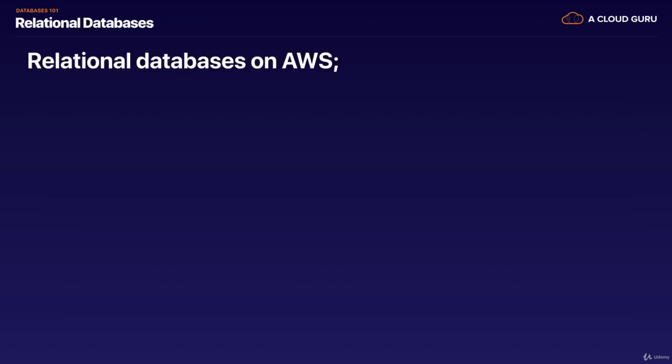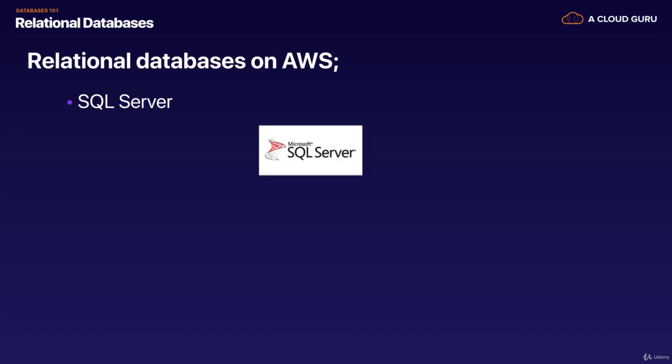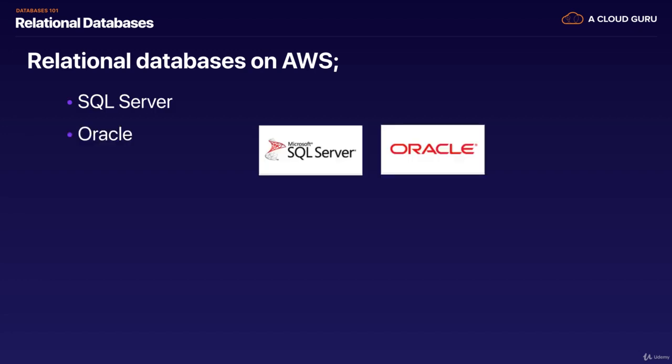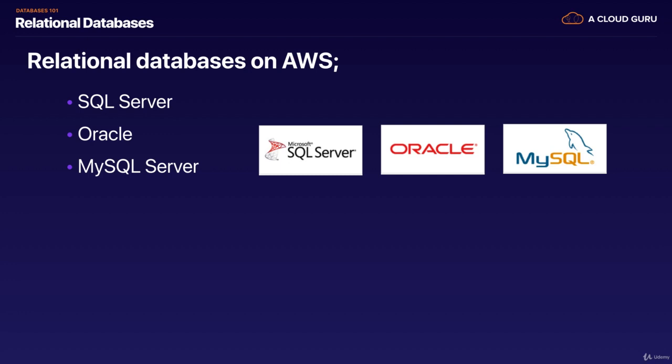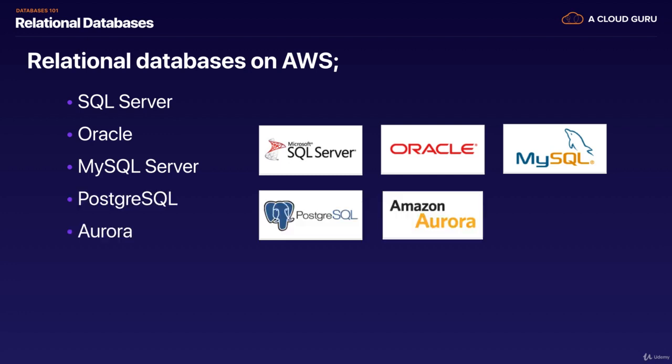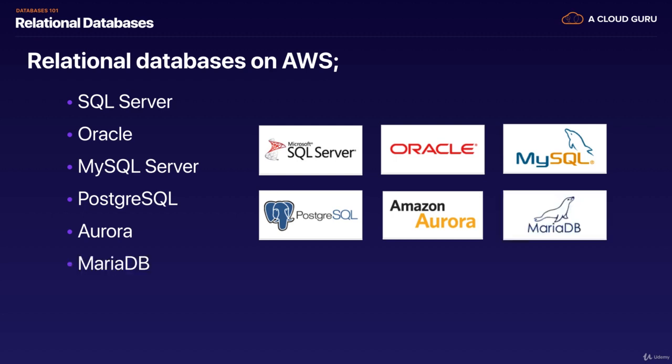Very, very simple. And databases on AWS come in 6 different flavors. We've got Microsoft SQL Server, we have Oracle, we have MySQL Server, we have PostgreSQL, we have Aurora, which is Amazon's own proprietary database, and we also have MariaDB. So these are the 6 different relational databases on AWS. The one that we'll be using in this course will be MySQL, and the reason for that is we're going to be using WordPress to do an installation, and we'll look at doing that in the very next lecture.